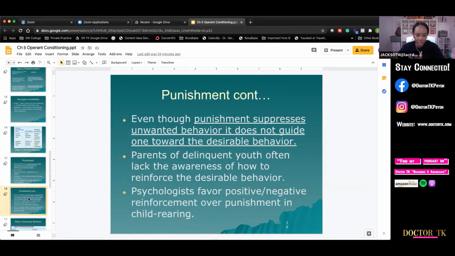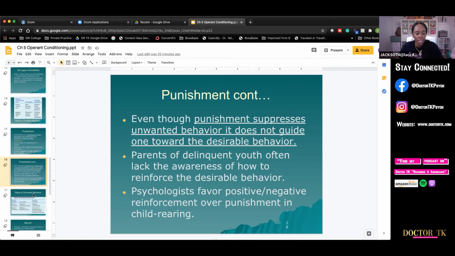Okay. So it says, even though punishment suppresses unwanted behavior, it does not guide one toward the desirable behavior. So parents of delinquent youth often lack the awareness of how to reinforce the desirable behavior. They're so focused on getting rid of the behavior that they're not really taking the time out to teach the kid the desirable behavior. Okay. So psychologists and therapists, we favor positive and negative reinforcements over punishment, especially in child rearing.